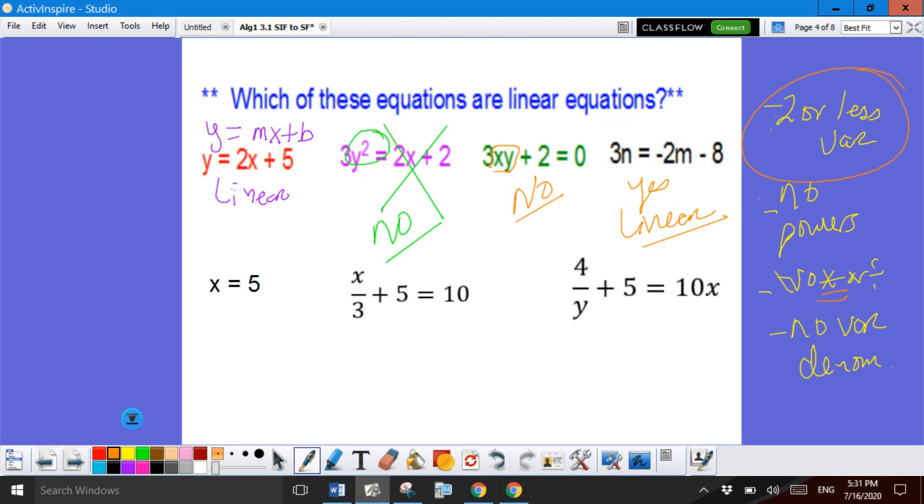Okay, it is linear. Okay, take a look at these last 3. Make a decision whether or not you think these are linear or not.